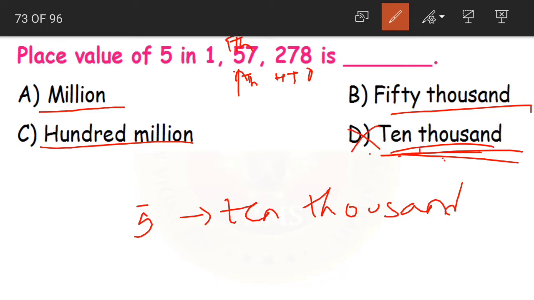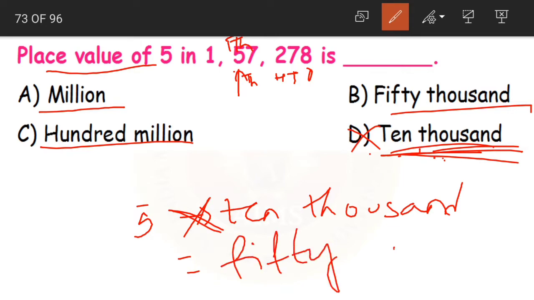No. They are not asking the place in which 5 is. If they asked the place, 10,000 would be the place. But what is its place value? 5 into 10,000 becomes its place value. That is 50,000. Yes, what is the place value? 50,000. That is option B.